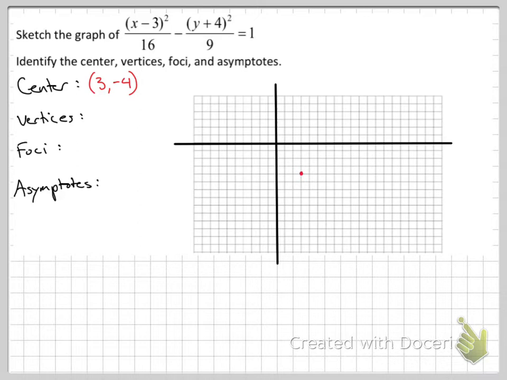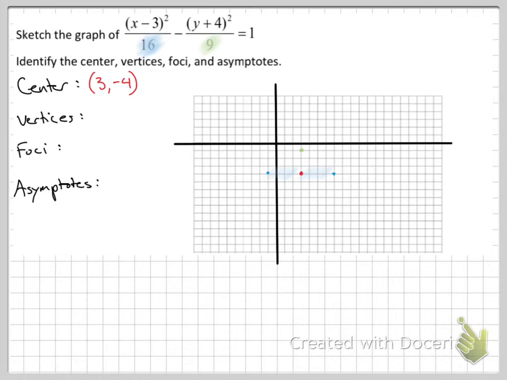Now just pay attention to where the numbers are. Under the x is a 16. Square root that, 4, and you'll go 4, x is left, right. So 4 to the right, put a point, and 4 to the left. Just like when we were doing ellipse. The number under x tells you left, right. So then the number under the y, 9. Notice it's a perfect square. Square root of 9 is 3. So I'm going to go 3 up, down from the center.